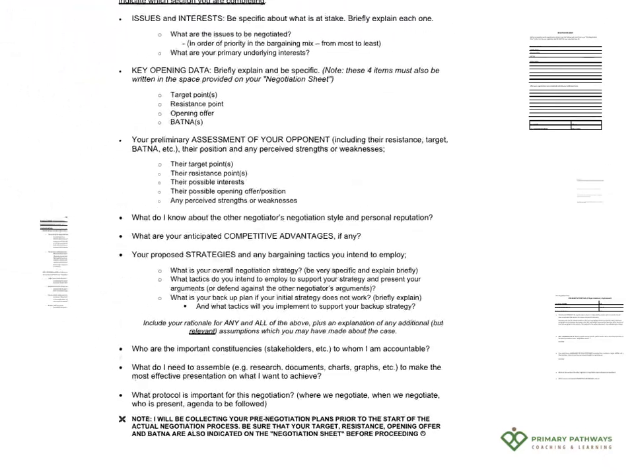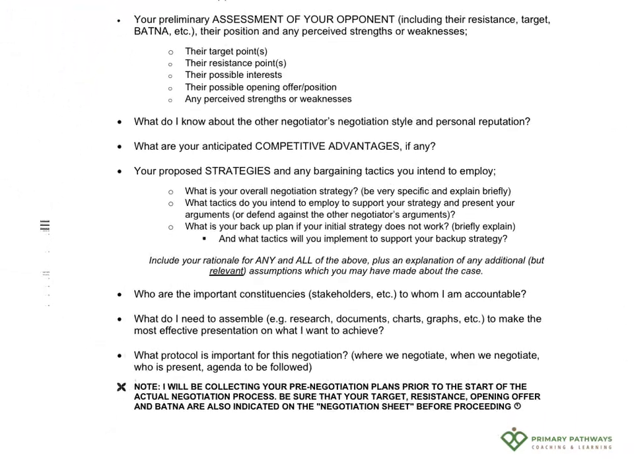Moving to the next section, we have a look at the guide, and we see that we're looking at two shorter sections, but also very important. What do I know about the other negotiators' negotiation style and personal reputation? What are your anticipated competitive advantages, if any? For the record, virtually always there's at least one competitive advantage in the work you're going to be doing.